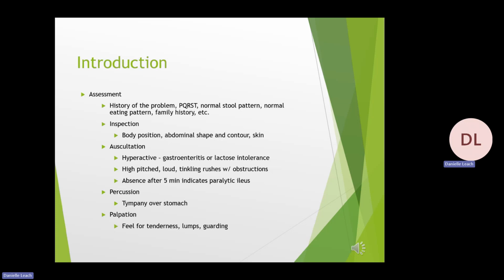We probably aren't going to percuss, but if we did, we would want to hear tympany over the stomach, the drum-like sound. We will probably palpate, so we want to feel for tenderness. Also, are there any lumps, or is the patient guarding like they are in pain?